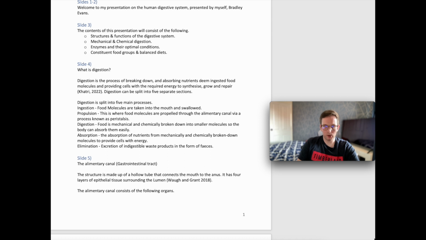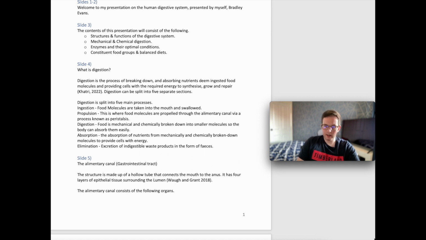Ingestion, where food molecules are taken into the mouth and swallowed. Propulsion, and this is where food molecules are propelled through the alimentary canal via a process known as peristalsis. Digestion is where food is mechanically and chemically broken down into smaller molecules so the body can absorb them easily. Absorption is the absorption of nutrients from mechanically and chemically broken down molecules to provide cells with energy. And elimination is the excretion of indigestible waste products in the form of feces.